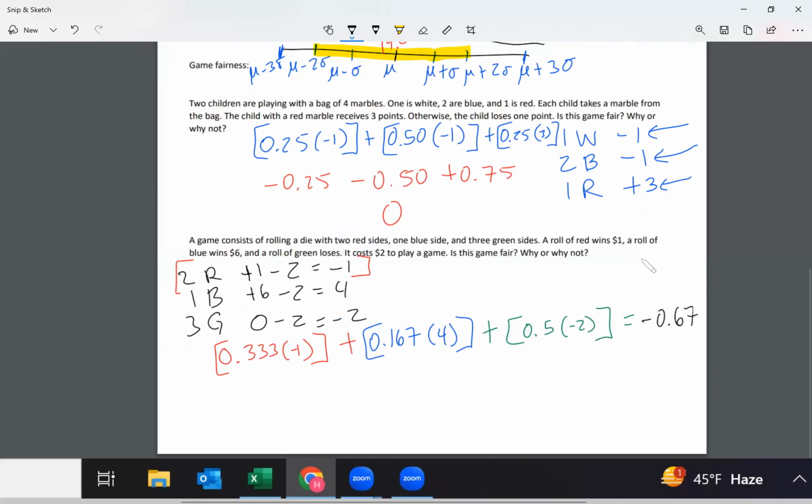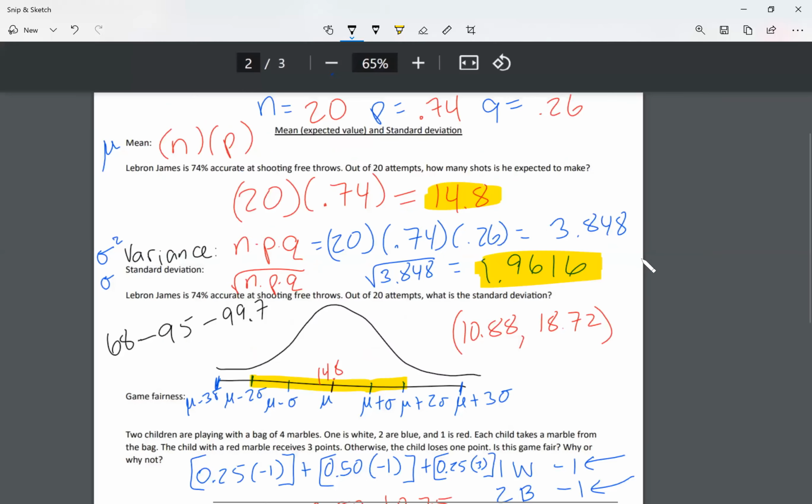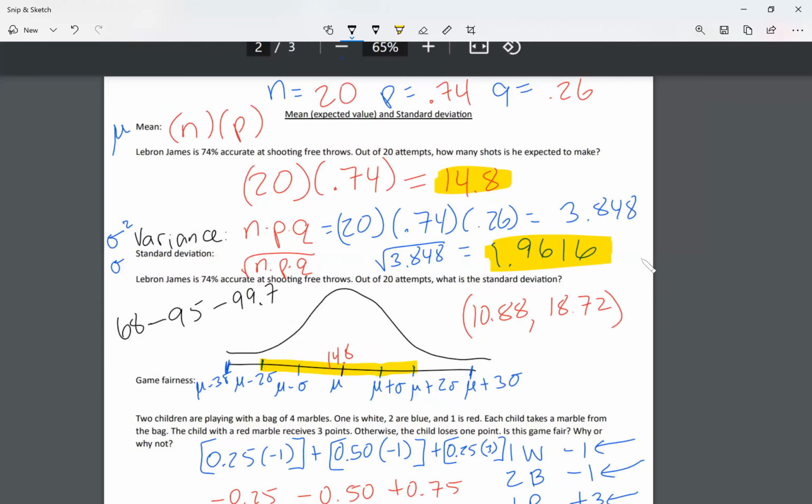Okay, so you learned about fairness. We learned about expected value, standard deviations. We remembered about variance. We remembered our empirical rule, 68, 95, 99.7. You should be good for your homework now.